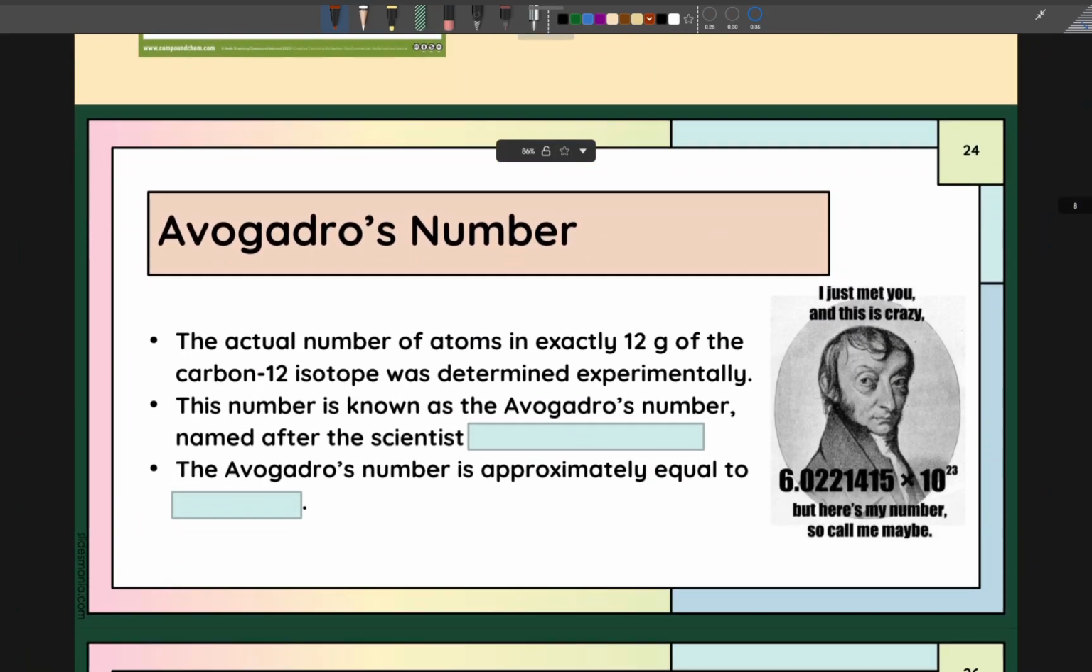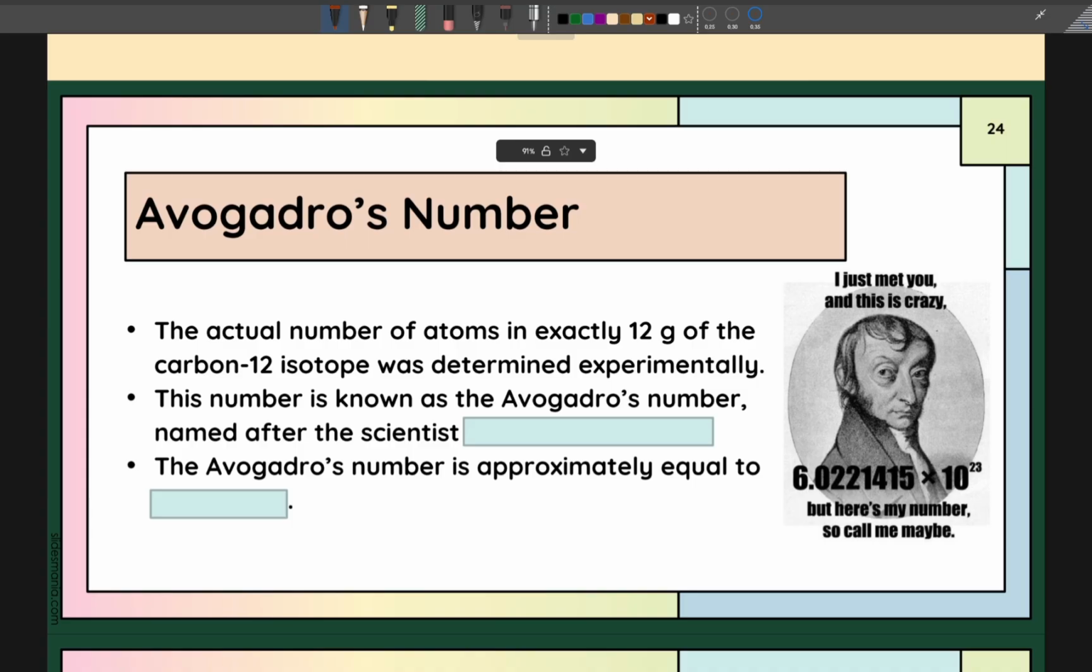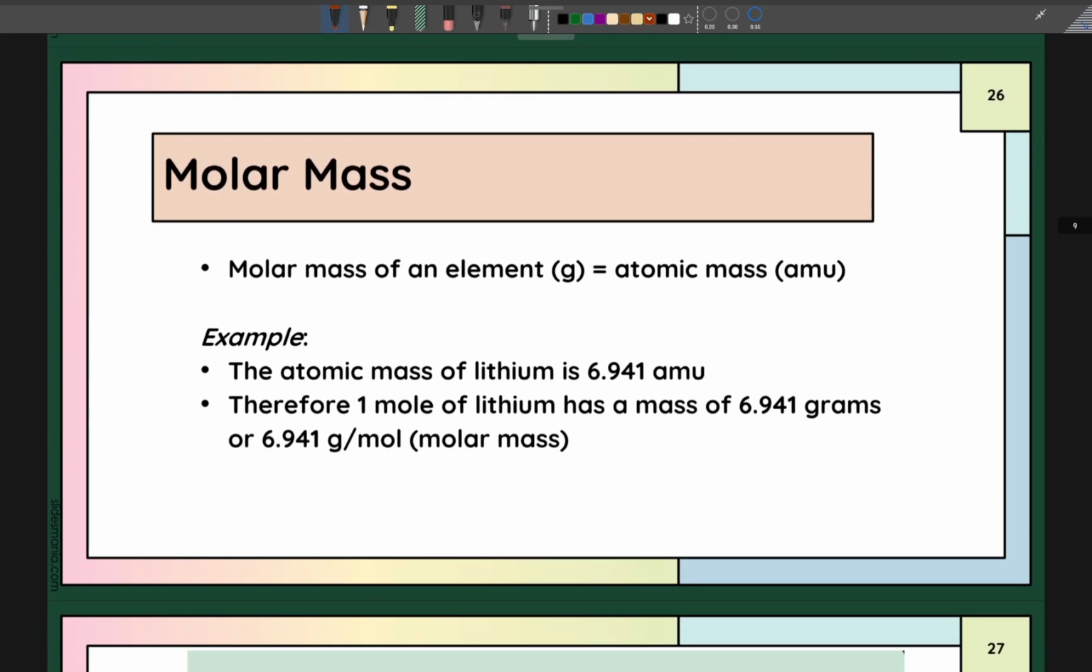This was discovered by Amadeo Avogadro. That's why it's called Avogadro's number, which is 6.022 times 10 raised to 23. He used the actual number of atoms in carbon-12 to determine how many atoms are there inside 1 mole of a substance.